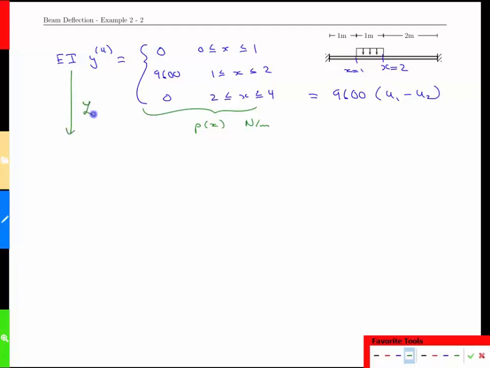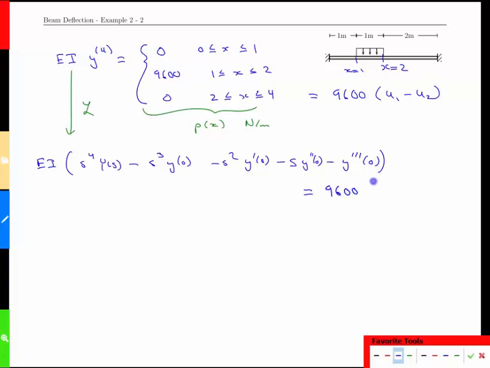Taking the Laplace of the entire equation now, we're going to have EI times s to the 4 Y of s, minus decreasing powers of s, and we'll have a constant term at the end, and increasing derivatives of y, up to the third derivative of y here. And that's going to equal the transform of the right-hand side, which is 9600, and the transform of the step functions is simply e to the minus s over s, minus u2, the transform is e to the negative 2s over s.